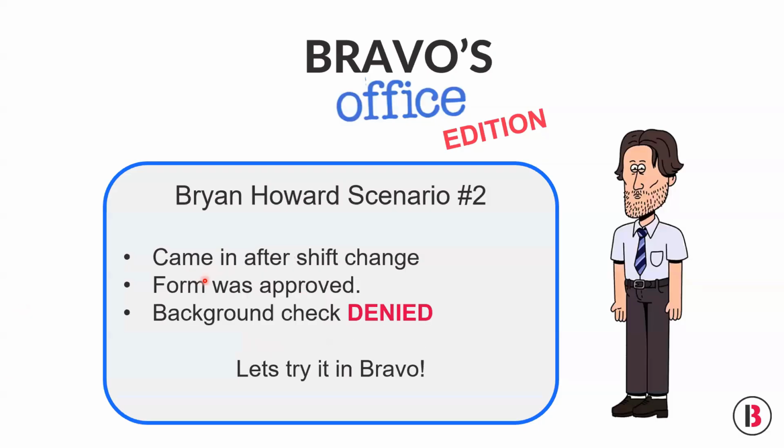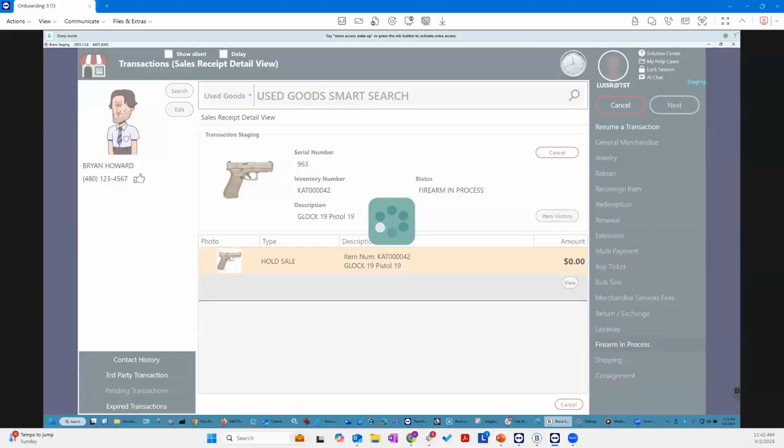Now for the second scenario, we have Brian. He's back again in our store. He came after shift change, and this time he filled his form out perfectly. He did not let us know that he was a felon. Now, luckily, when we sent the background check through, it did get denied. So let's show you how it looks when a form gets denied in Bravo.